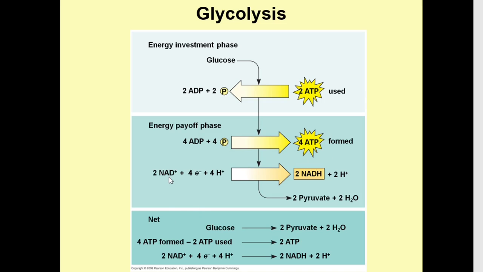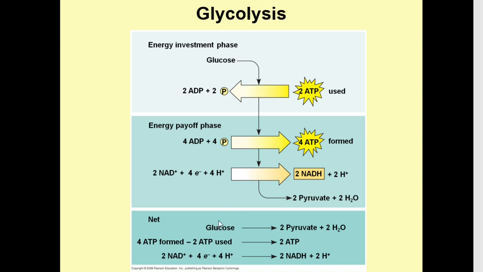And here we can see our 2 NAD pluses coming in and then generating those 2 NADHs. And then we also finish with 2 pyruvates. And we also generate a couple of water molecules as a waste product. So we can summarize glycolysis with this bottom part of the diagram.